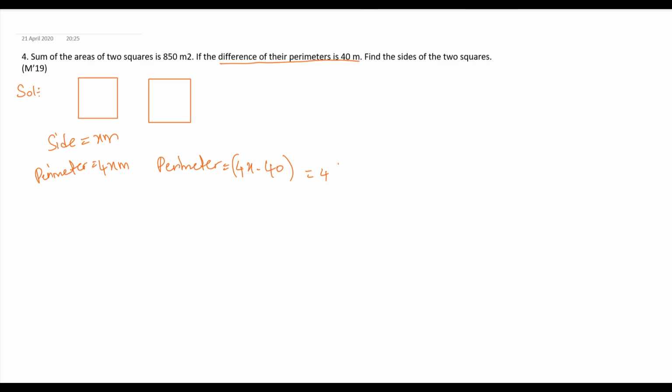If I take 4 common, it will be x minus 10. Therefore, the side will be 4 into (x minus 10) divided by 4. 4 gets cancelled. I'll be left with x minus 10 meter. So from this I got the side of square 2. This is our square 1 and this is our square 2. The side of square 1 and side of square 2 is x meter and x minus 10 meter.